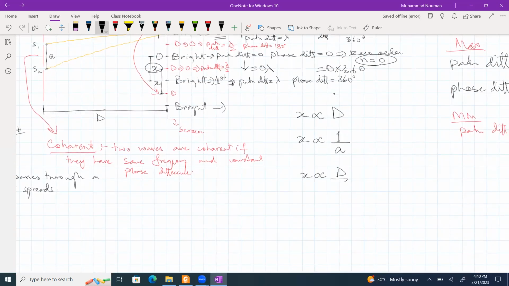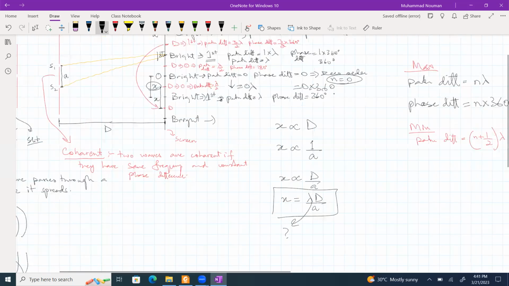By combining both of them, he got this equation: x equals lambda d upon a. So he measured x easily, a easily, and d easily, and by substitution he found the value of lambda. That was the purpose of his experiment.